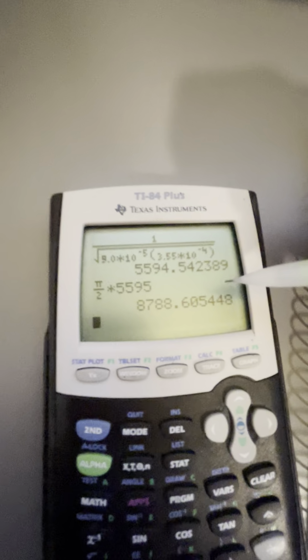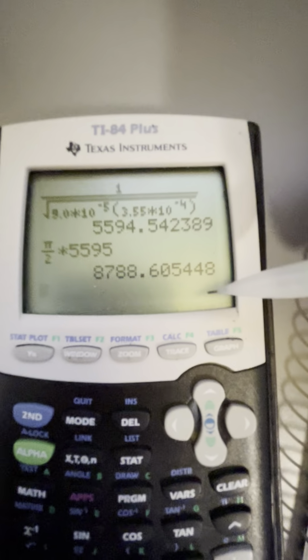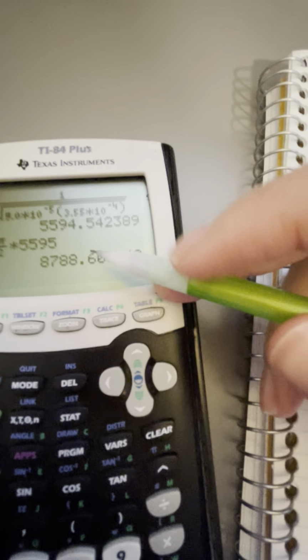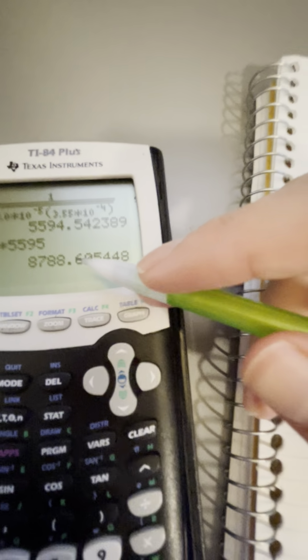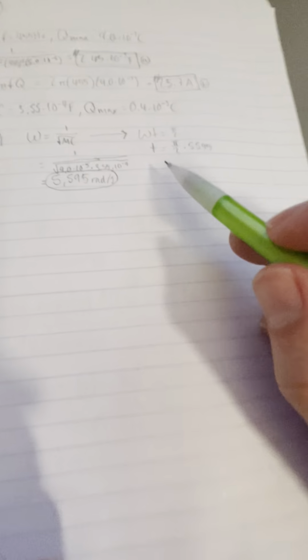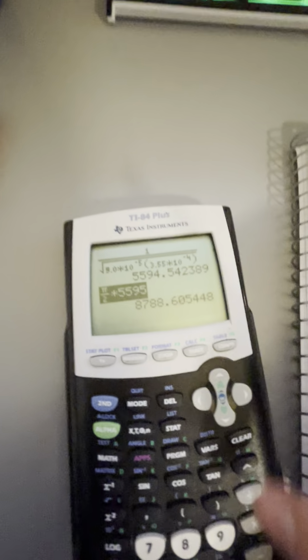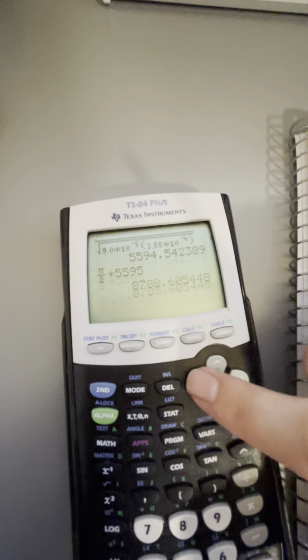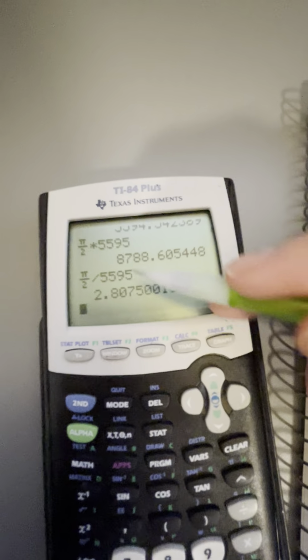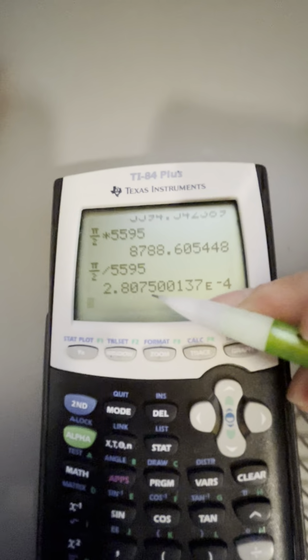Pi over 2. Doesn't look right. Wait, hold on. No, we're not multiplying, sorry. Okay, there we go, yeah. So that makes more sense.